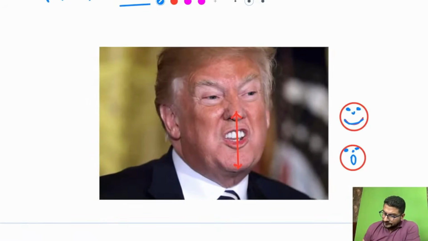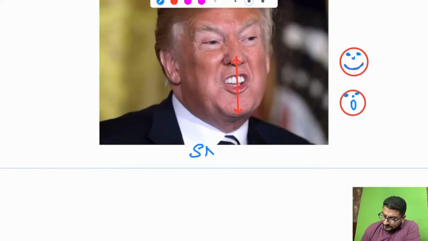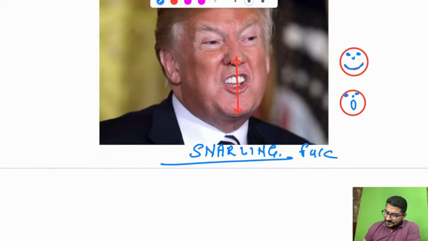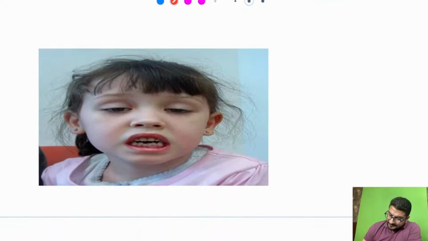So this is called snarling face. Snarling face means you will see vertical opening of mouth because of facial weakness. So again you can notice here a clear cut snarling face.